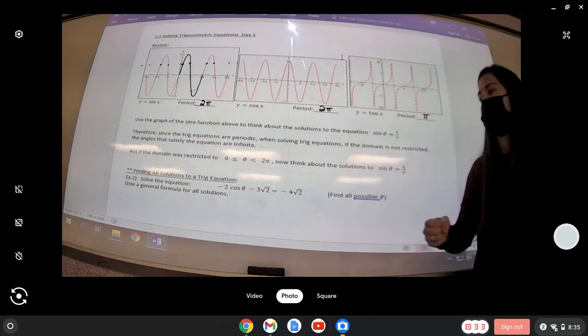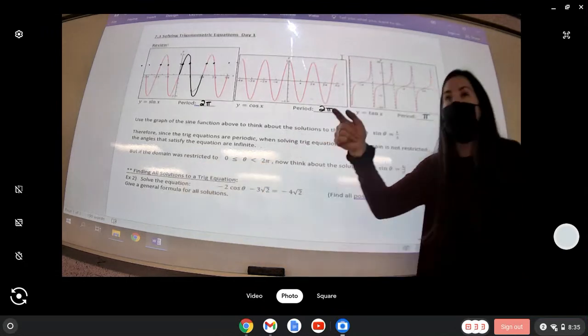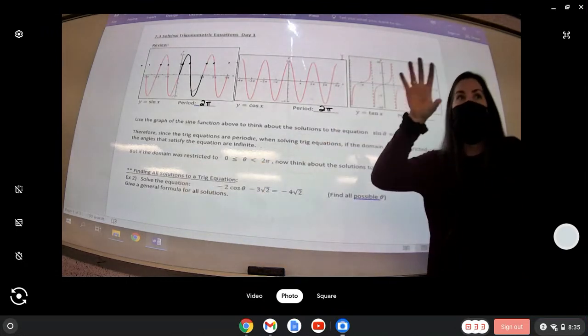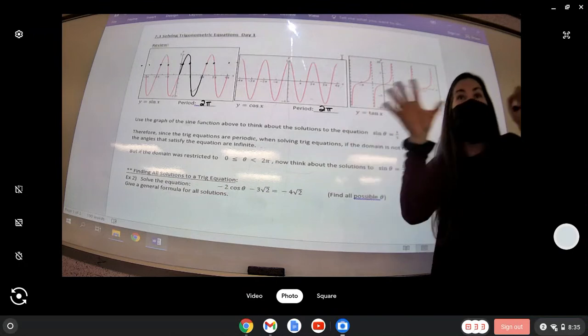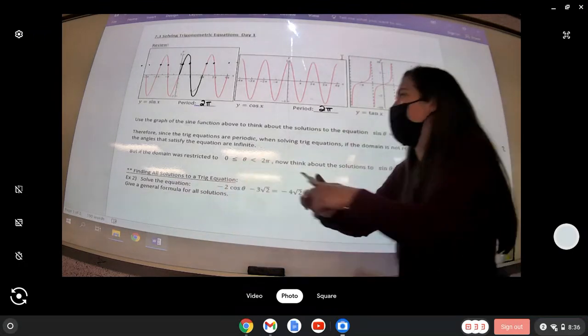But if they do restrict the domain, and normally when they restrict the domain, guys, they do 0 to 2 pi, like one rotation around the unit circle is what they ask you to hone in on. What angles make the equation true now, if the domain is restricted from 0 to 2 pi?